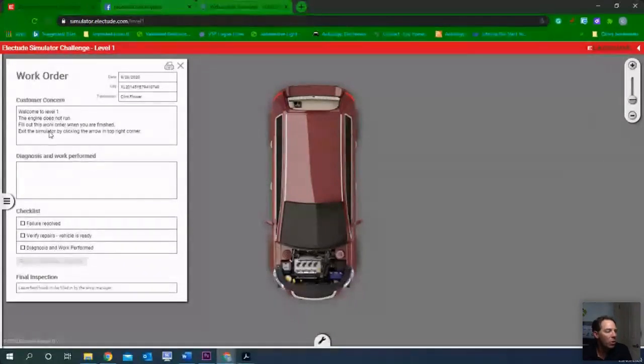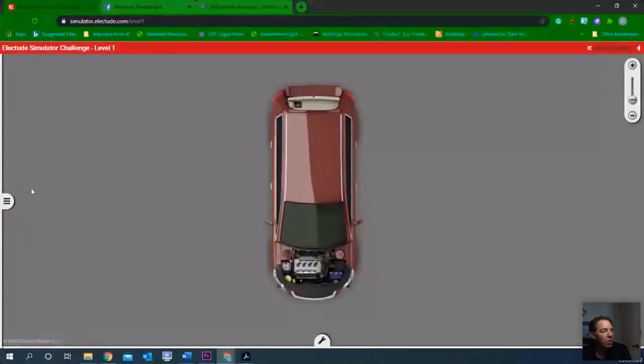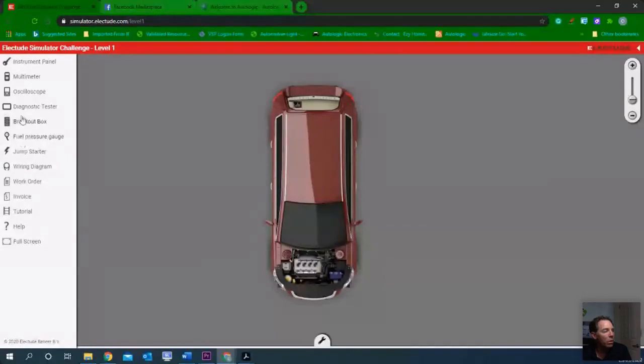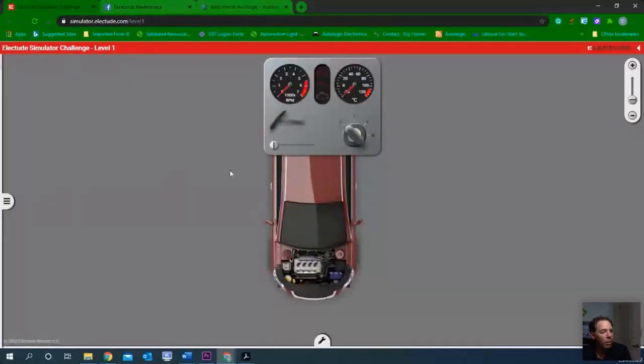The engine does not run. Fill out the repair order when you're finished. Exit the simulator by clicking over here. All right, there's our work order, aero job card. So the first thing we're going to do is we've got to get the instrument panel up. This one here is our accelerator pedal, and here's our key. Just make sure I've got a bit of volume on here. I don't know whether you'll hear this, but I want you to watch the tacho. So I'm going to move the key through, going to crank the engine.